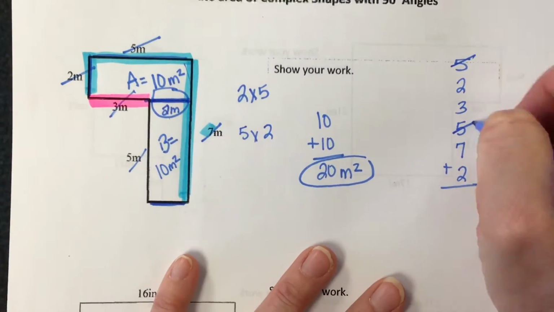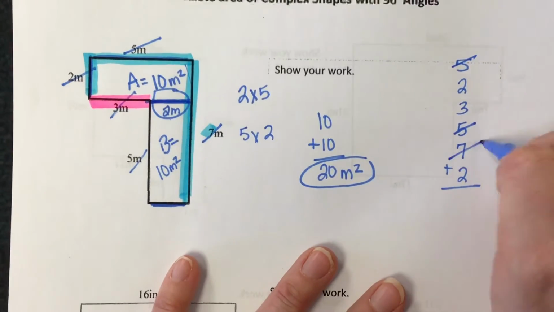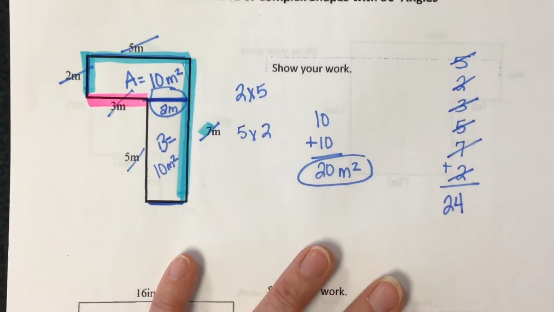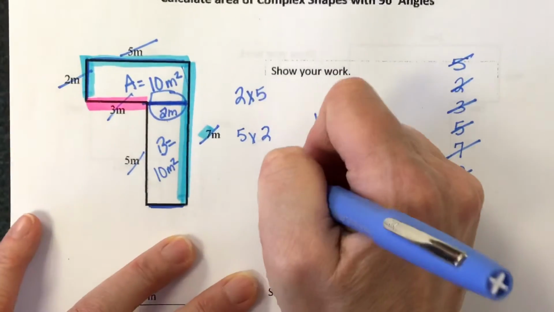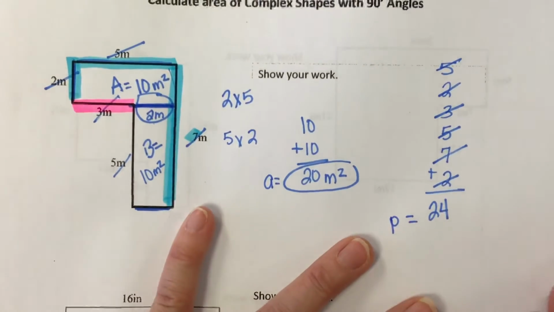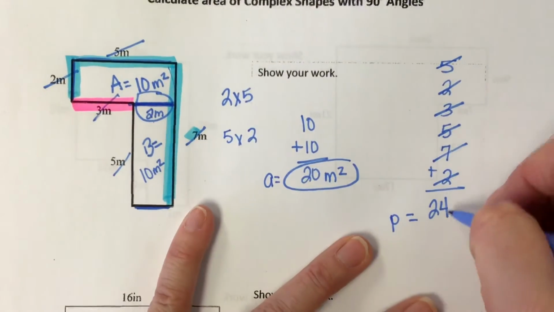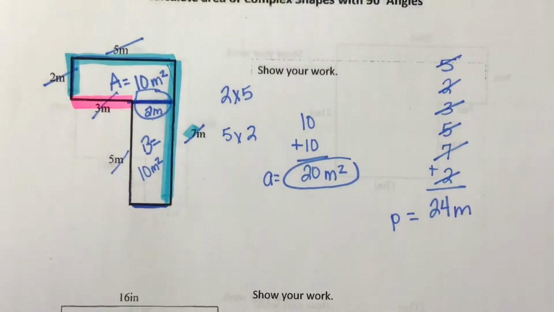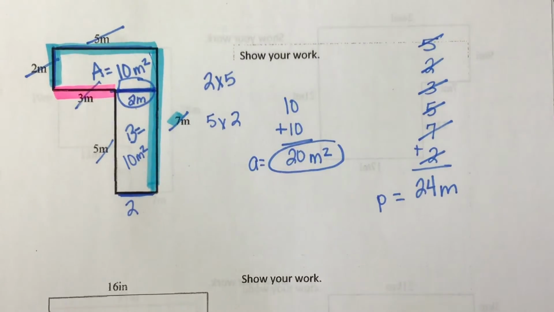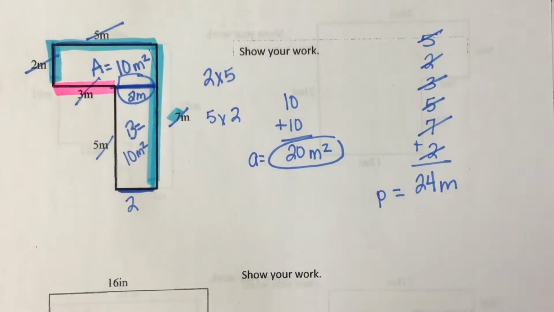Okay, 5 and 5 makes 10. 7 and 3 makes 20, 22, 24, and then what's my unit? What's my unit? 24 what? 24 meters. Okay? So you might even want to go ahead and label the unknown side. Okay, that helps us.